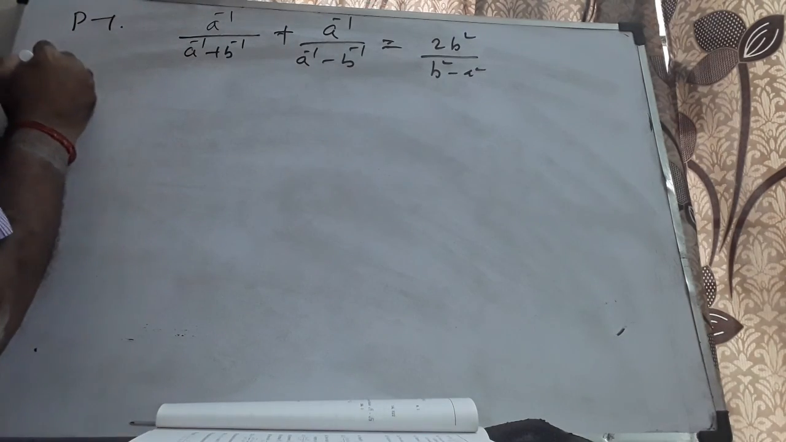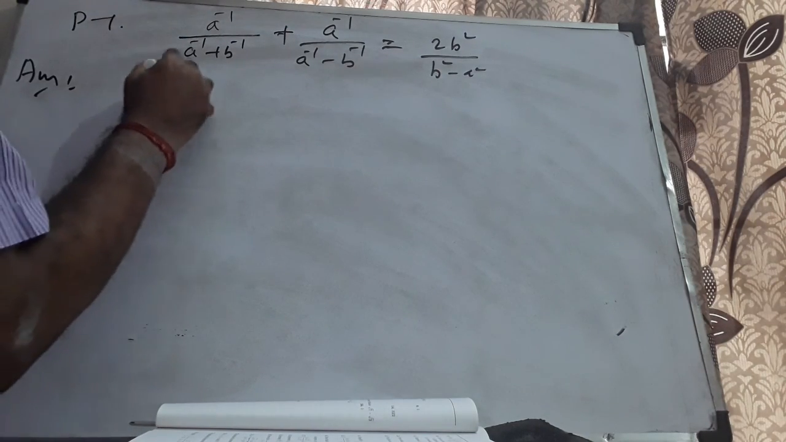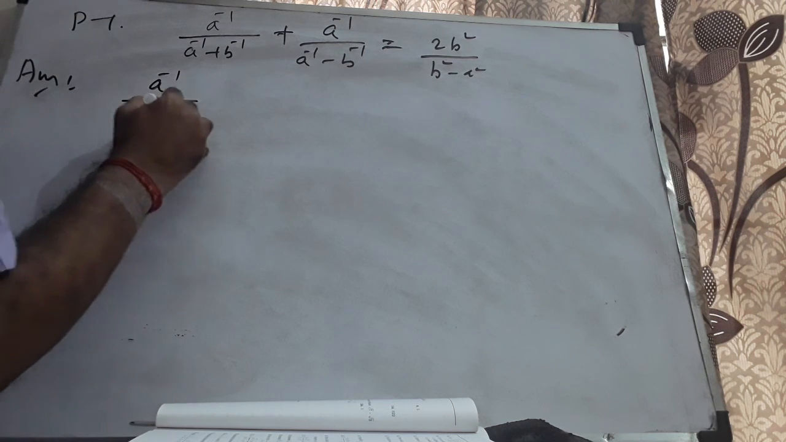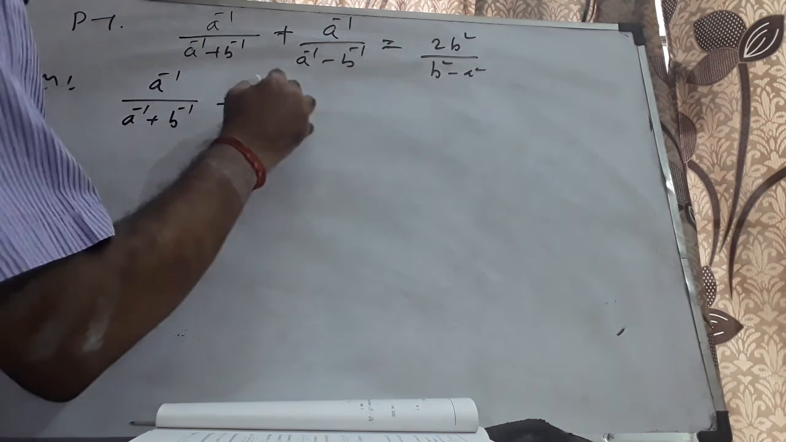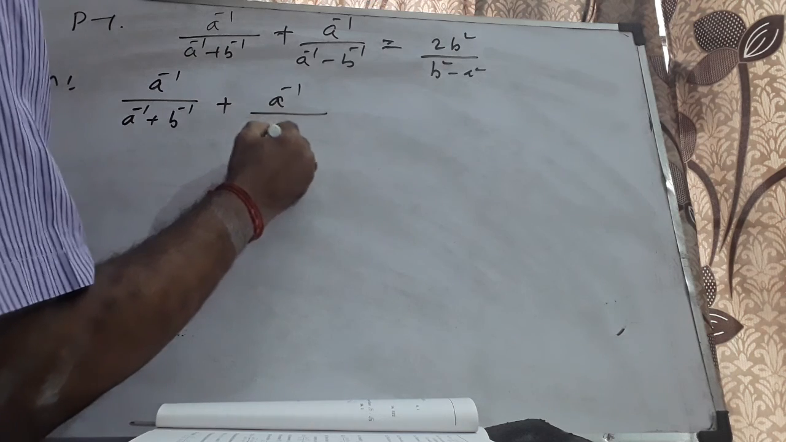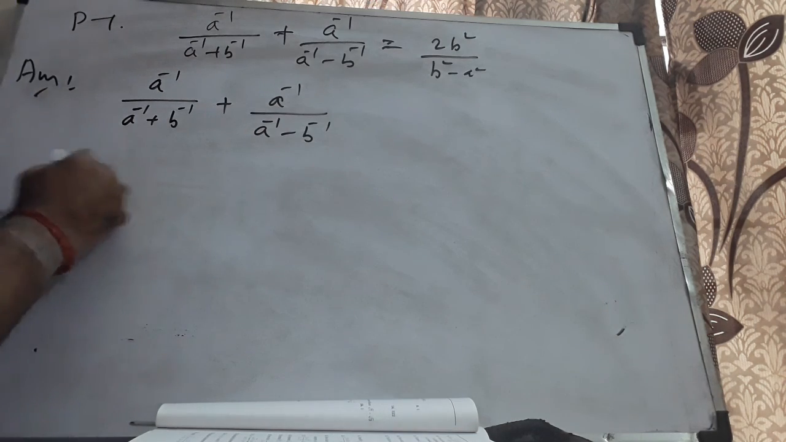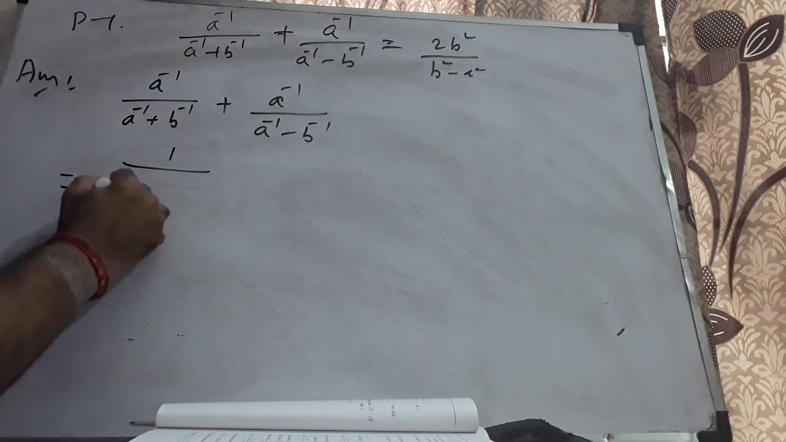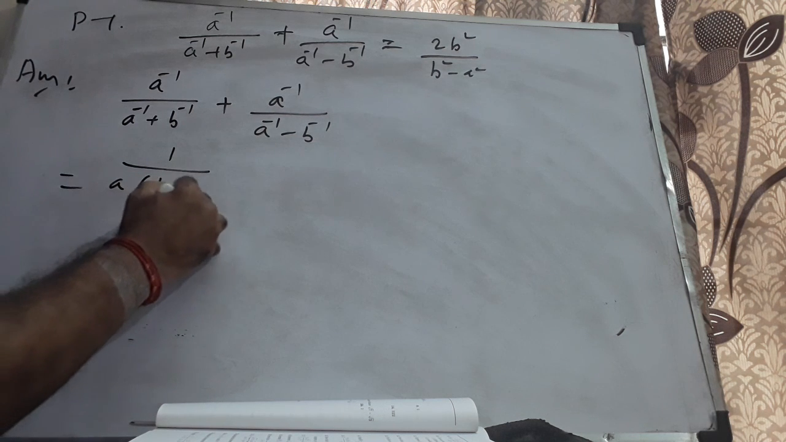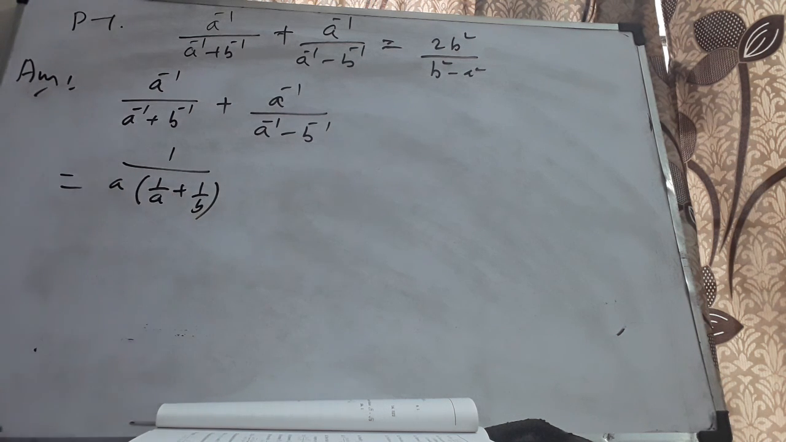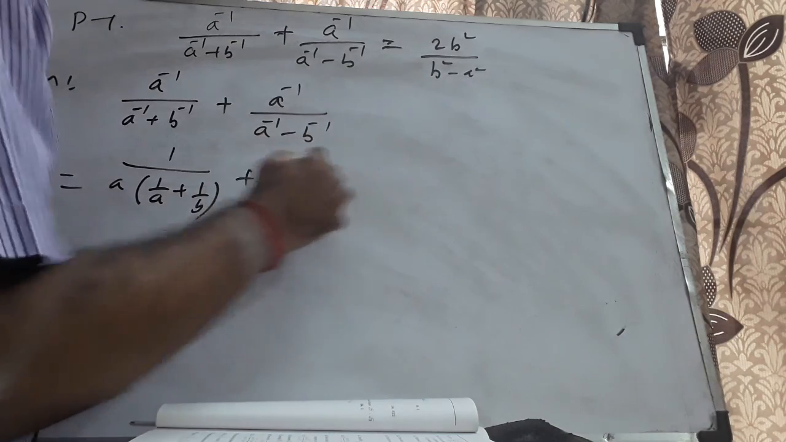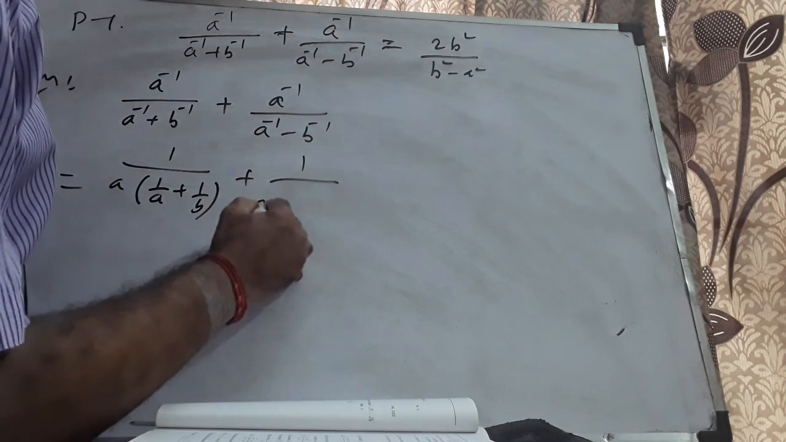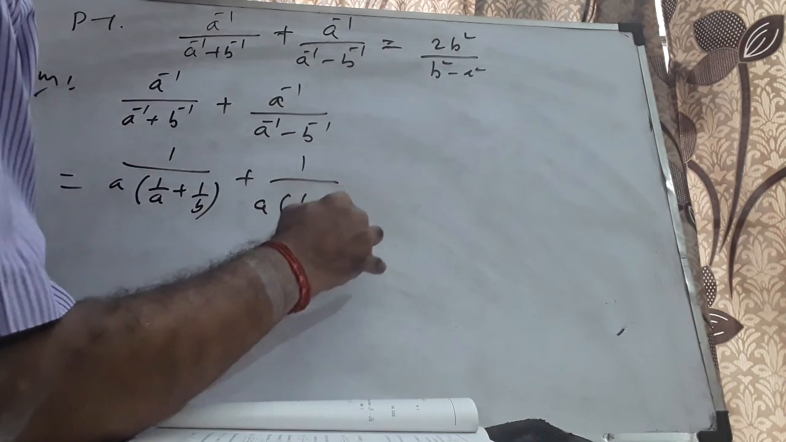Just listen carefully. a^-1 by (a^-1 + b^-1) plus a^-1 by (a^-1 - b^-1). This is 1 by a into 1 by (a + 1 by b), plus this is 1 by a into 1 by (a - 1 by b).